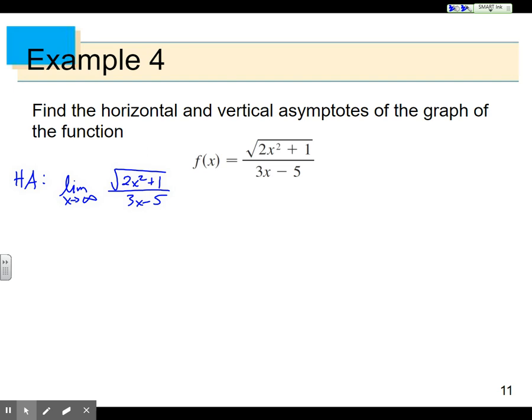Okay, let's use that rule. I have to divide everything by the highest power that's in the numerator and the denominator. So that means I have to take this whole square root, let's get the limit out here, this whole square root, I'm going to divide it by x, and I'm going to take the 3x minus 5, and I'm going to divide it by x.